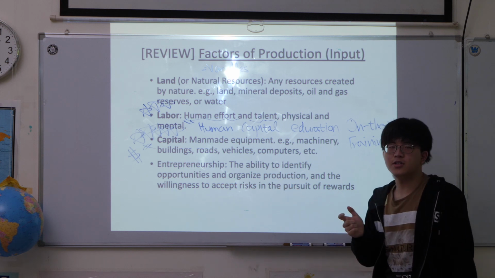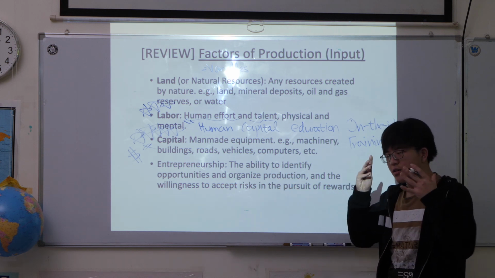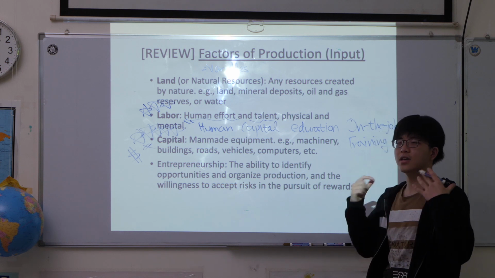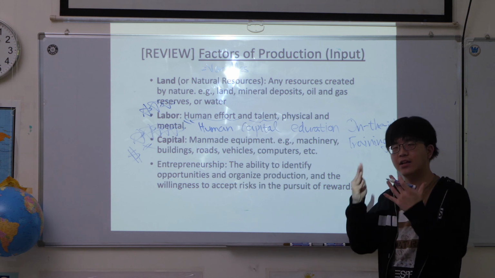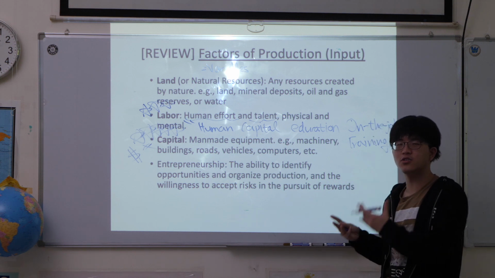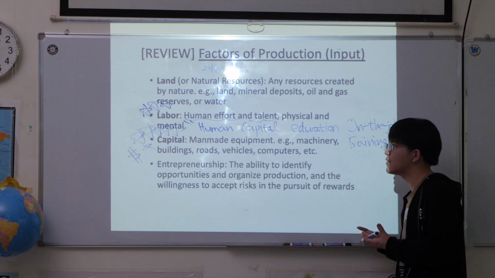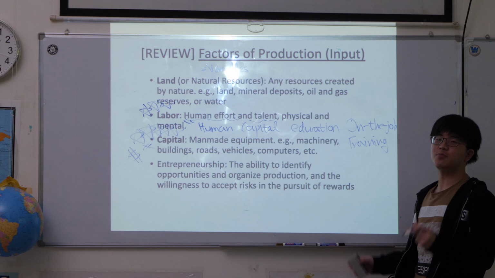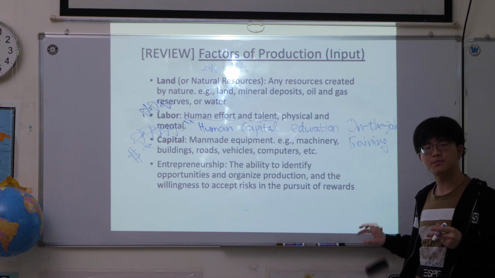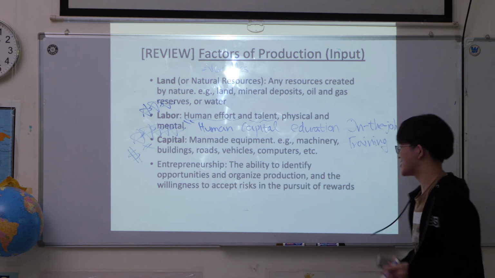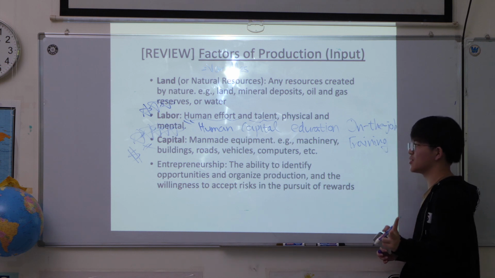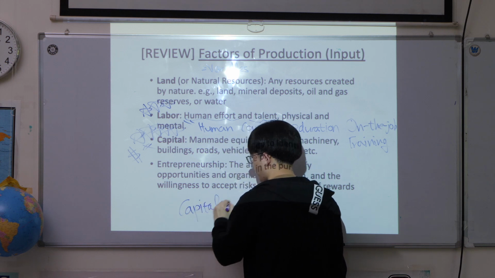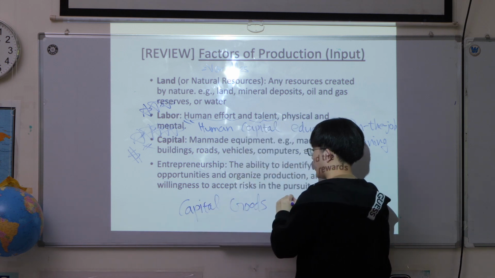If teachers use a computer, then that computer is considered to be a capital good, because teachers can produce the service of education to students by using computers. However, if computers are used by students, then computers should be considered to be consumer goods. So we have 2 different types of goods. The first is capital goods, and we have consumer goods.